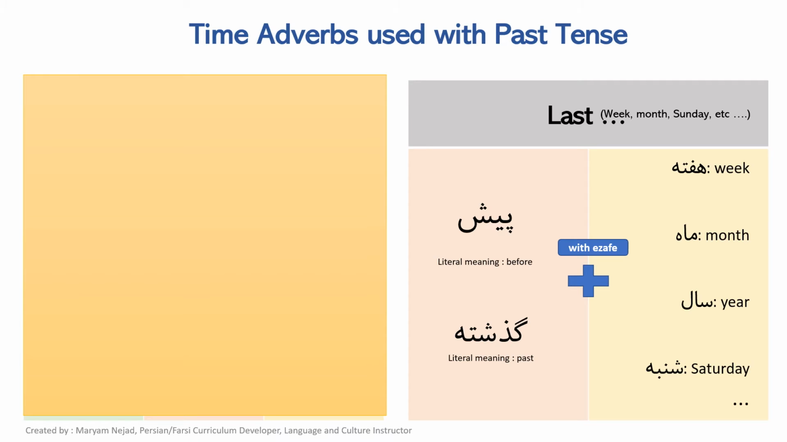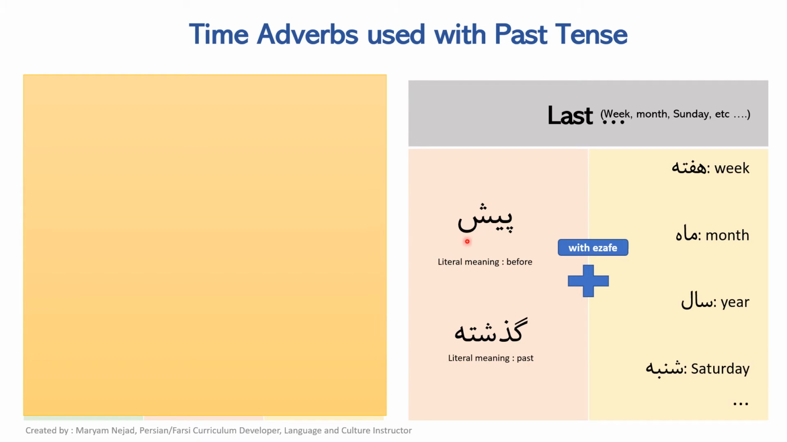For many other time adverbs, there is a formula that's helpful to know. For example, last. You want to say last month, last week, last Sunday. So you want to say that in Farsi, we need the time, whatever you want to say, like week, month, year, or any days of the week. And then we need that with پیش. And then we need to connect it with اضافه. For example, هفته پیش, last week. ماه پیش, last month. سال پیش, last year. Or شنبه پیش, last Saturday. Or we can also use گذشته, either one. For example, هفته گذشته, last week. ماه گذشته, last month. سال گذشته, last year. And شنبه گذشته, last Saturday.